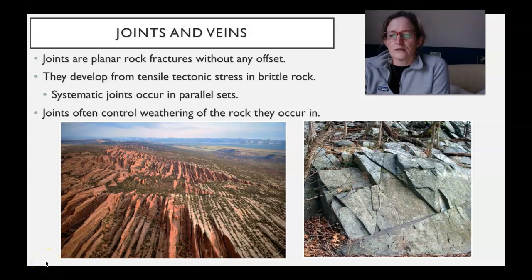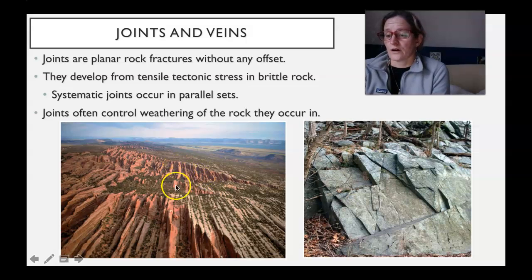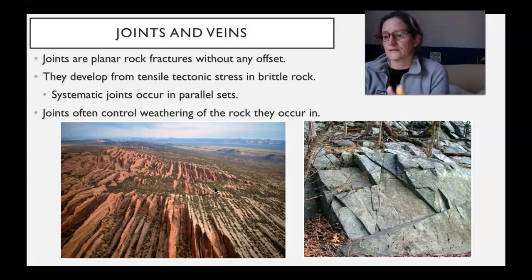Brittle deformation causes planar fixtures to show up in the rocks, fractures. And if there's no movement along that fracture, then we have a joint. Joints are often found in sets. So let's look down here at this image on the left. There are a bunch of cracks that run parallel to each other. So that is a joint set.